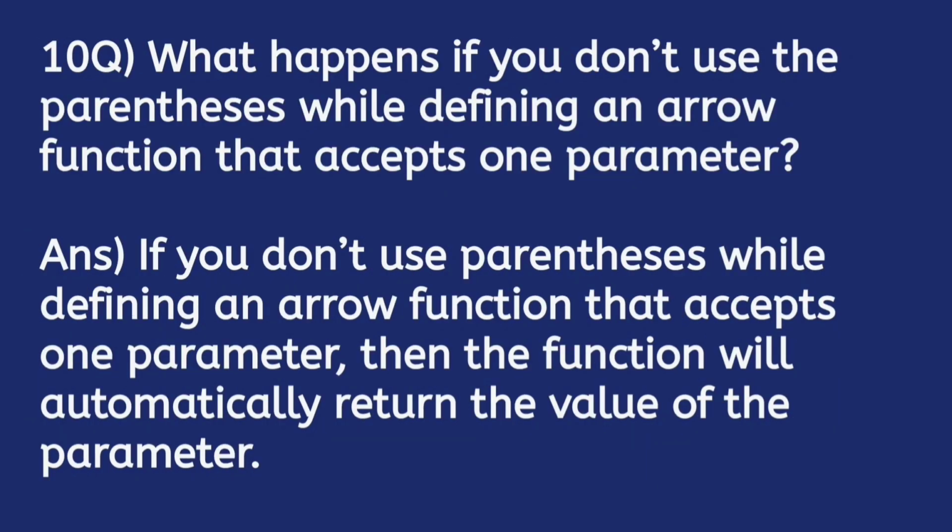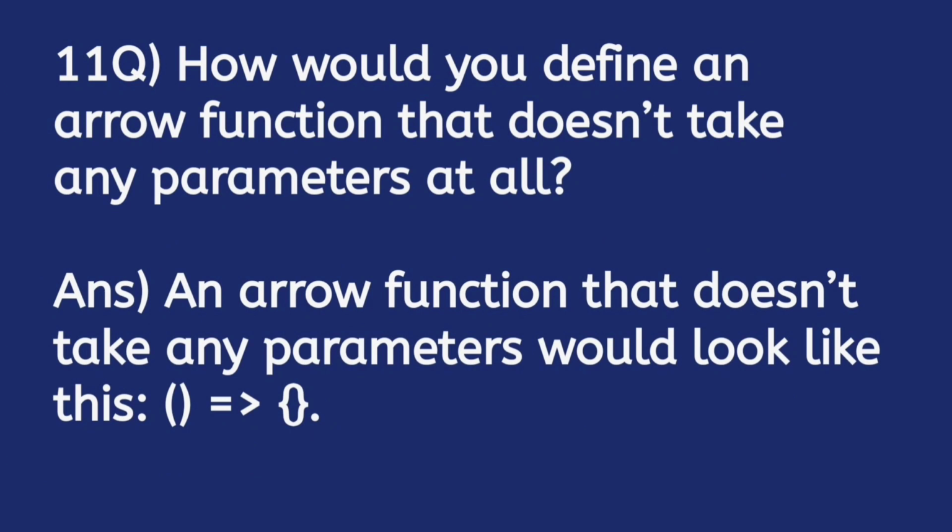What happens if you don't use the parenthesis while defining an arrow function that accepts one parameter? If you don't use parenthesis while defining an arrow function that accepts one parameter, then the function will automatically return the value of the parameter. How would you define an arrow function that doesn't take any parameters at all? An arrow function that doesn't take any parameters would look like this.